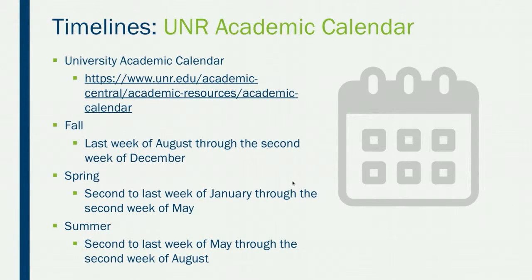To find the date ranges of the semesters, go to the university academic calendar and click on the semester and year you want to see the timeline for. I provided the URL for you here. But in general, the semesters go like this.